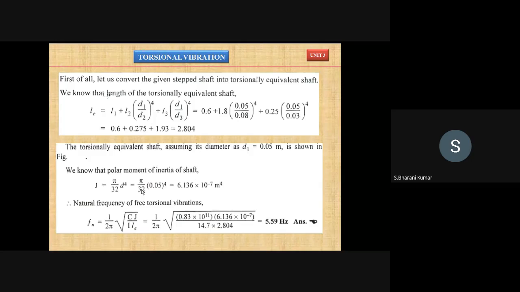Once you find the length of the torsionally equivalent shaft, find J equal to pi by 32 d power 4, the polar moment of inertia. Then the frequency is direct substitution: 1 by 2 pi square root of Cj by L into I, or whatever, the same thing. Put in the values and you get the frequency as 5.59 hertz. Just go through the question from the first slide.